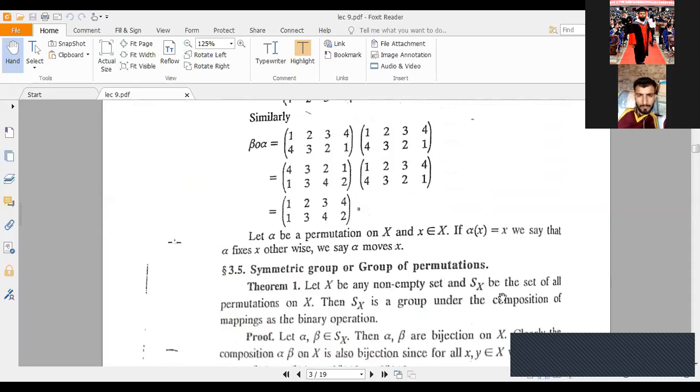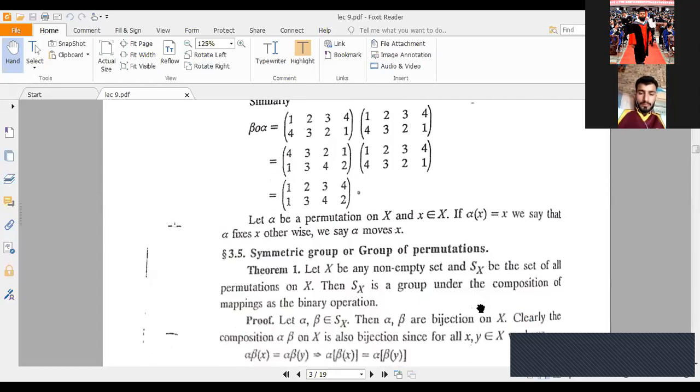Now, here is the symmetric group or group of permutations. Suppose we have any non-empty set X and we find all possible permutations on X and make a set of all permutations with composition of functions, then it forms a group. It satisfies all properties of the group, meaning the collection of all permutations on X.